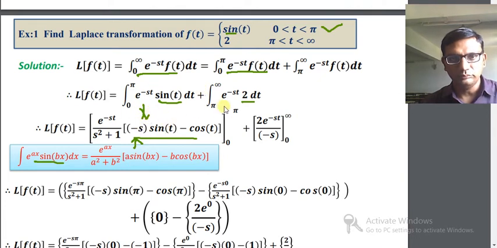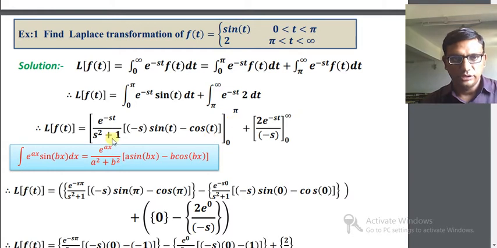Now, the second integration is very easy. Take the constant outside, and the integration of e raised to minus st is e raised to minus st upon minus s, from 0 to infinity. Here our variable is t and the coefficient of t is minus s, so we are dividing by minus s here. Now we will put the limits of this integration.